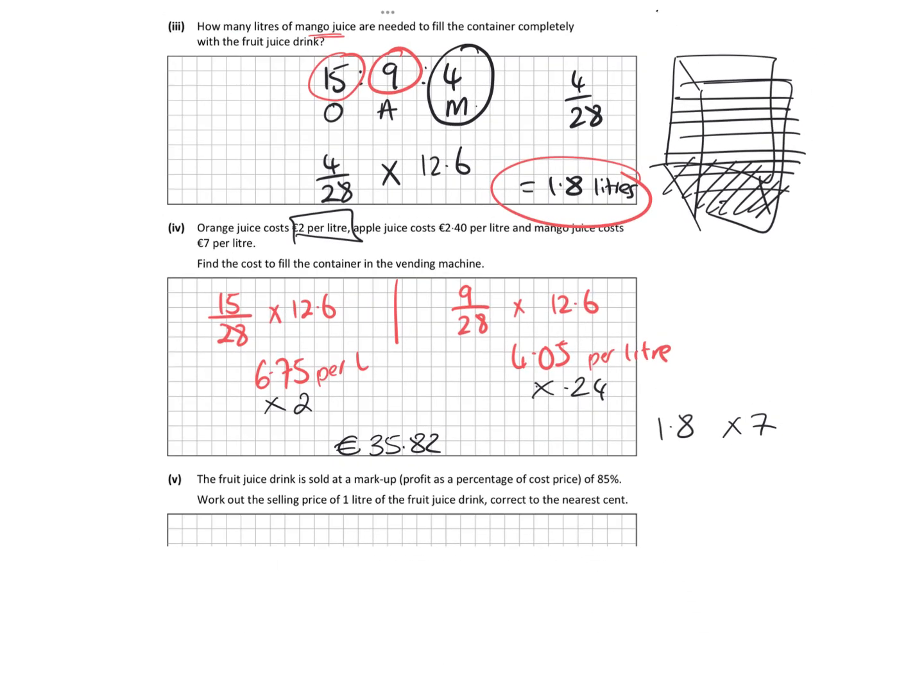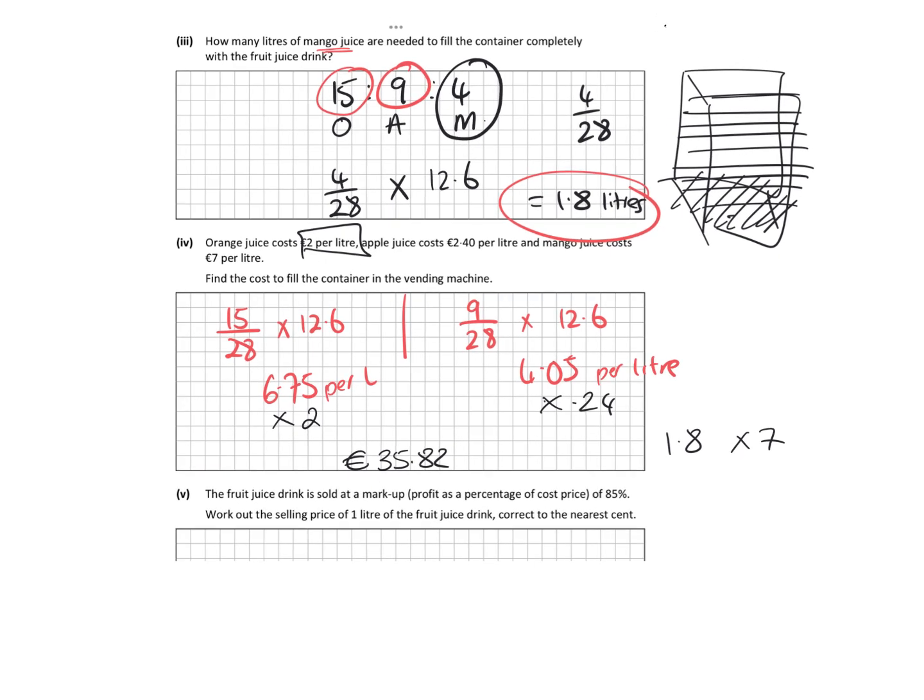Last part of the question, the fruit juice is sold at a markup profit as a percentage of the cost price of 85%. Work out the selling price of 1 litre. Okay, so it costs €35.82 to make the orange juice. If you are creating an 85% profit margin, you are going to find 85% of that.